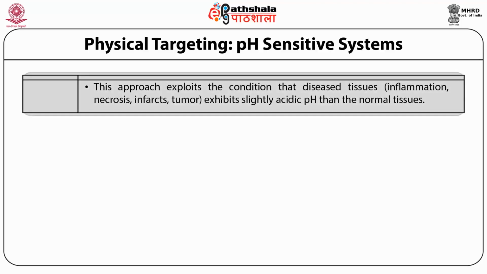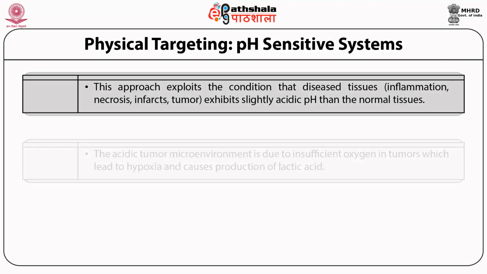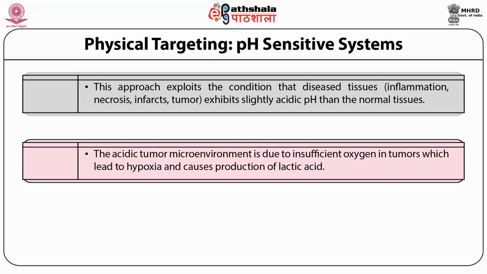This approach exploits the condition that diseased tissue, due to inflammation, necrosis, infection, or tumor tissues, exhibits slightly acidic pH than the normal tissue. It is a well-known fact that the microenvironment of a tumor tissue is acidic because of the insufficient oxygen in the tumors, which further leads to hypoxia and causes the production of lactic acid.